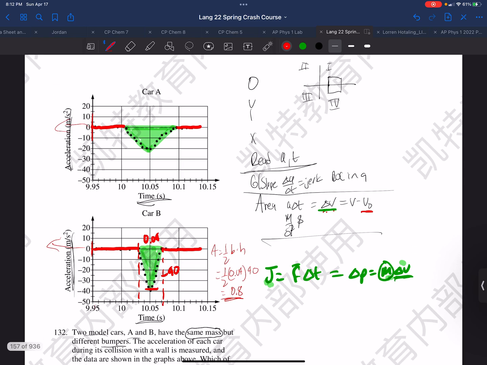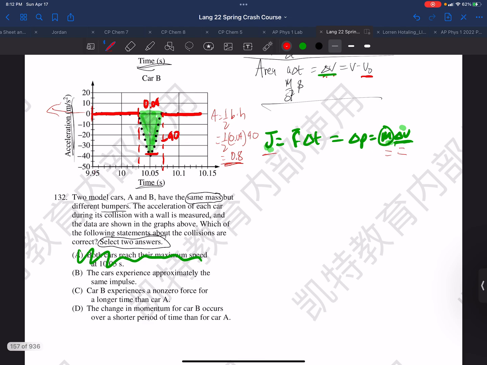Going up here, we have a value here of 10.01 and 10.09, giving us a value of 0.08 and this of 20. And so the area of that triangle will be 1/2 base times height, 1/2 of 0.08 times the height, which is 20. So that gives us 10, and that's going to be 0.8. So what we find is the delta V's are equal, the masses are equal, so the impulses are approximately equal. So that does mean that B is one of our choices.